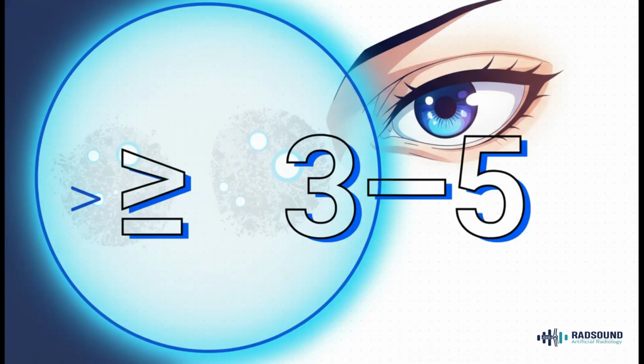So how much signal-to-noise do we actually need to see something? Well, there's a rule for that. The Rose criterion tells us that for the human eye to reliably, consistently detect an object against a noisy background, the SNR has to be at least 3 to 5. If it's below that, it is physically invisible. It doesn't matter how good the radiologist is, you just can't see it.